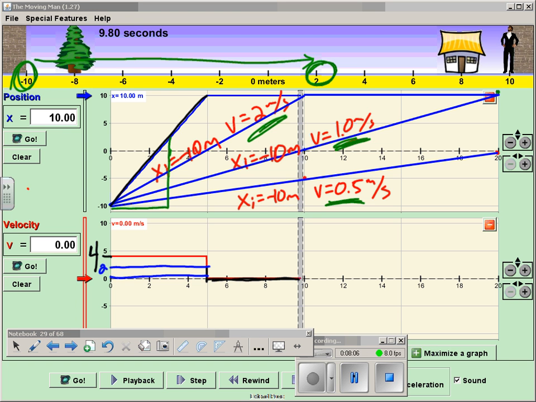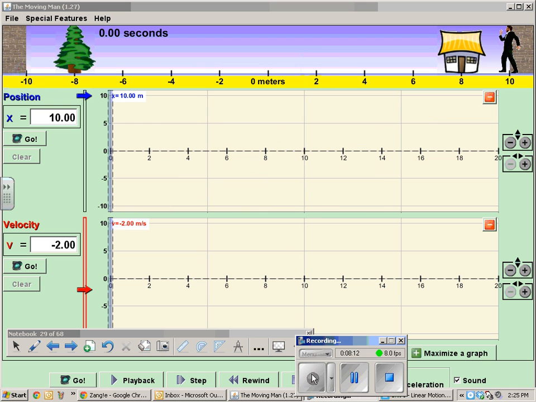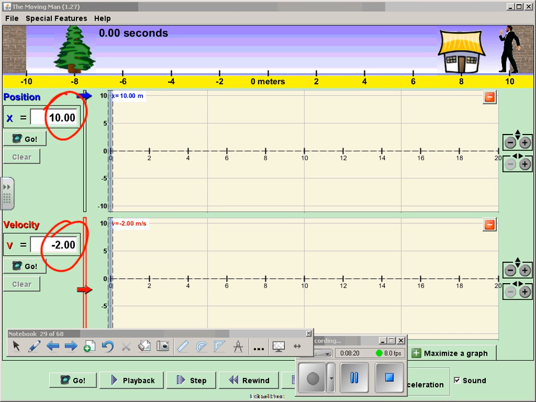I'm going to pause it. You think about what you need to do, or what the graph is going to look like. Okay, last one. I've got his position set at 10. His velocity set at -2. So right now his position's 10. He's going to go this way 2 meters every second. So it looks like after 1, 2, 3, 4, 5 seconds, his position should be 0.